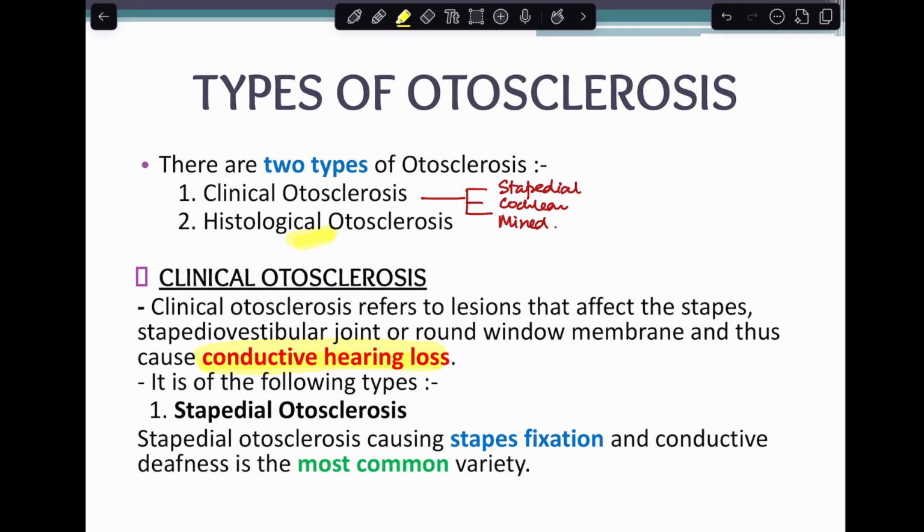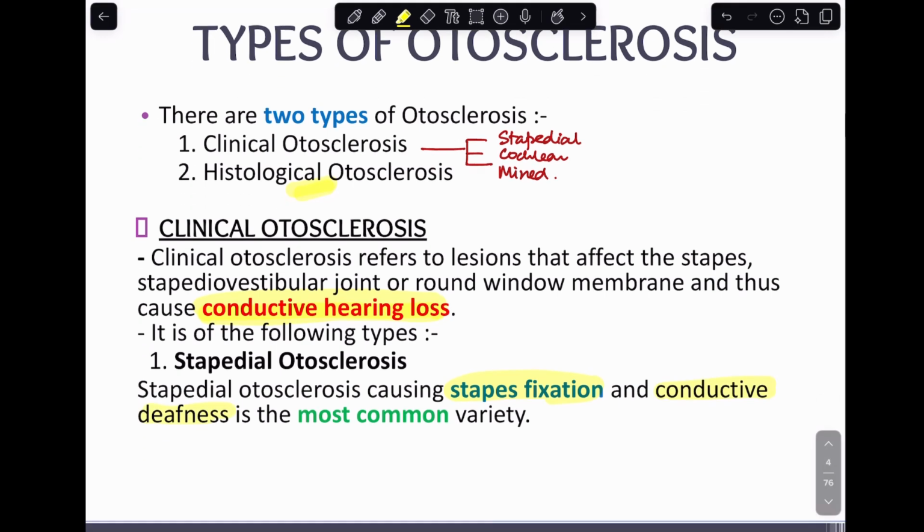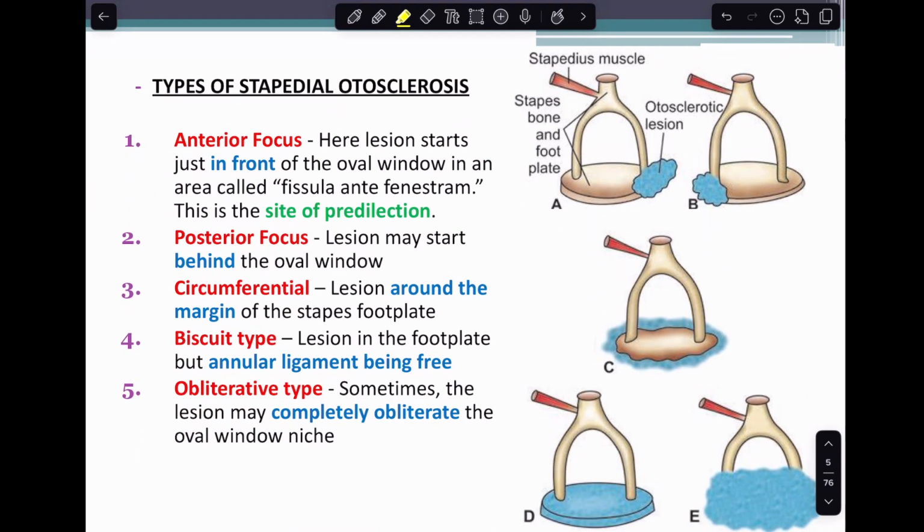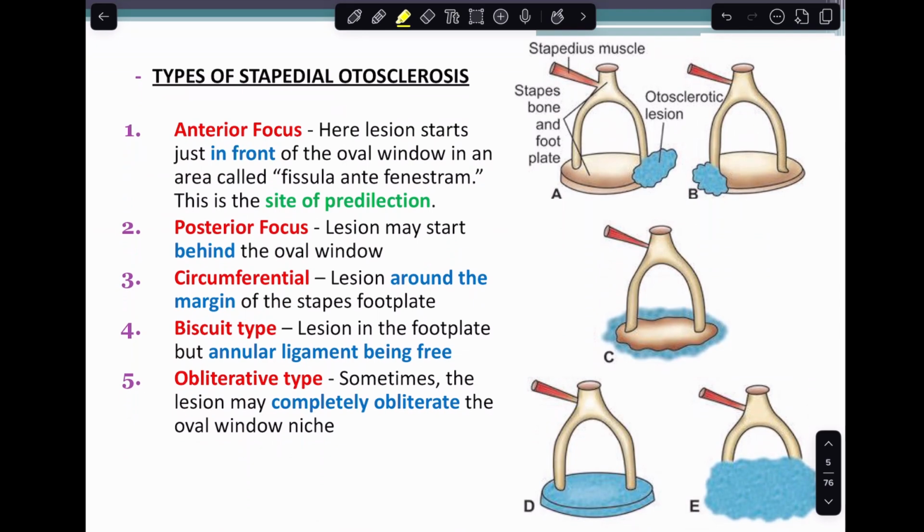Now, in clinical otosclerosis, we have stapedial otosclerosis, cochlear, and mixed type. Stapedial otosclerosis is when these otosclerotic lesions are causing stapes fixation, and the most common symptom over here would be the patients presenting to you with conductive hearing loss. Now, stapedial otosclerosis can further be of different types depending on where the lesion is and how it is involving it.